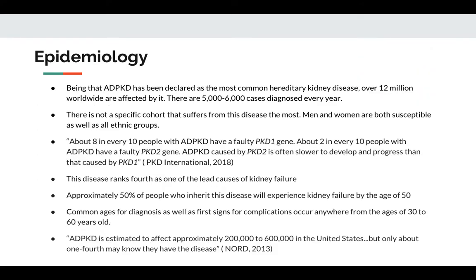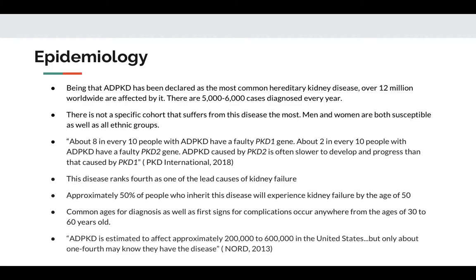So let's look at the epidemiology of this disease. It is the most common hereditary kidney disease, and it affects over 12 million people worldwide. And typically, there's 5 to 6,000 cases diagnosed every year. And there's not really a specific cohort that suffers the most from this disease. I'll kind of get into the stats about that next slide. Men and women are both susceptible, as well as all ethnic groups. I'll kind of get into who's more susceptible and who's less susceptible for that.